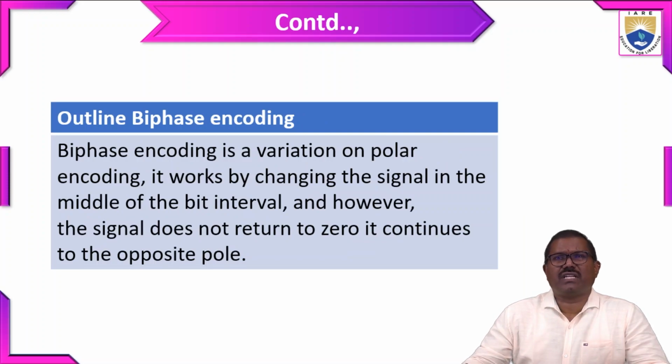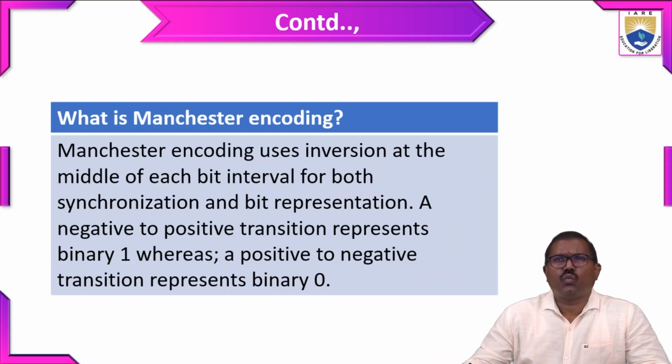Outline biphase encoding. Biphase encoding is a variation on polar encoding. It works by changing the signal in the middle of the bit interval, and however the signal doesn't return to zero, it continues to the opposite pole. It does not return to zero.